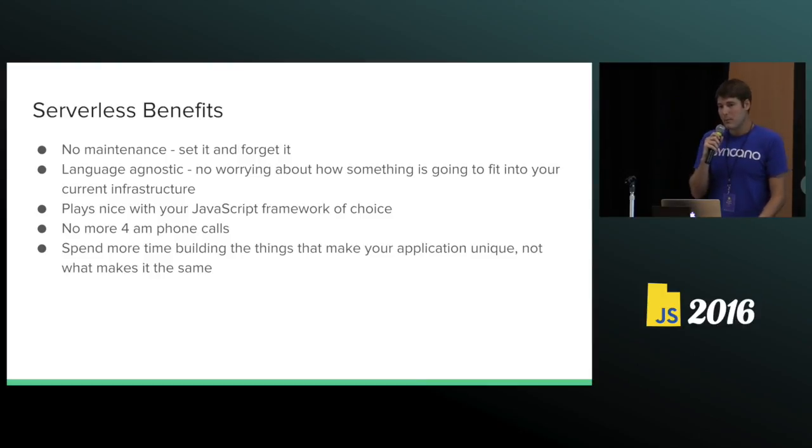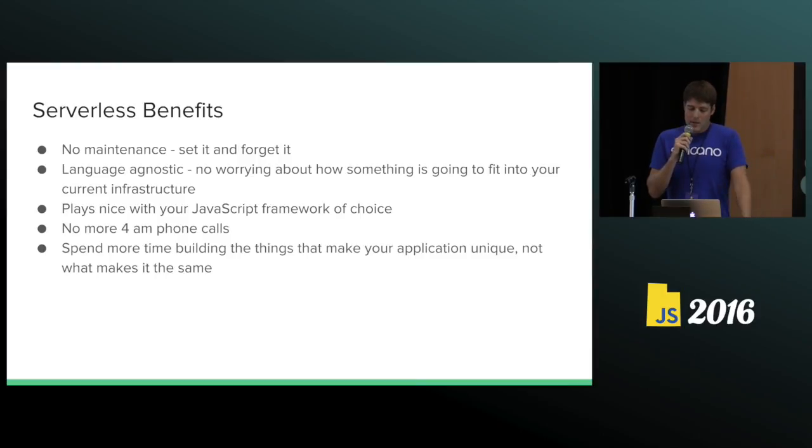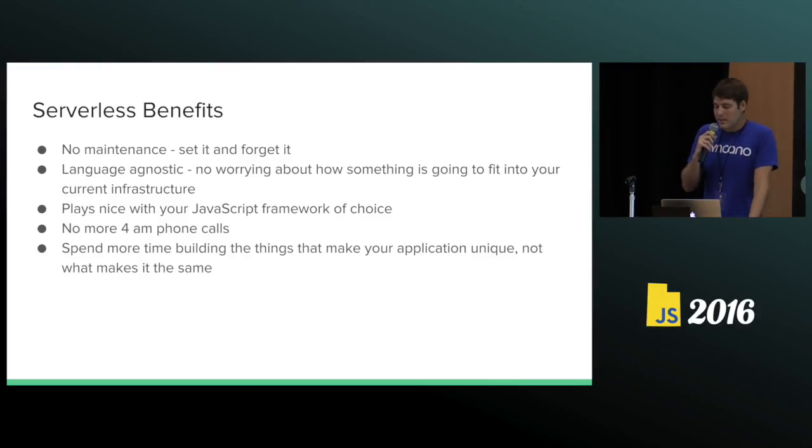A lot of the serverless platforms are language agnostic, and so the code that you're running in the cloud is running in a container of some kind. And so it doesn't really matter if you prefer writing your backend code in Ruby or Python, or of course Node. That's going to run and fit in with your architecture because you're going to be able to hit that API. And because of that, it plays nice with your JavaScript framework of choice. You can run these functions in JavaScript. A lot of these providers have a JavaScript library of some kind.